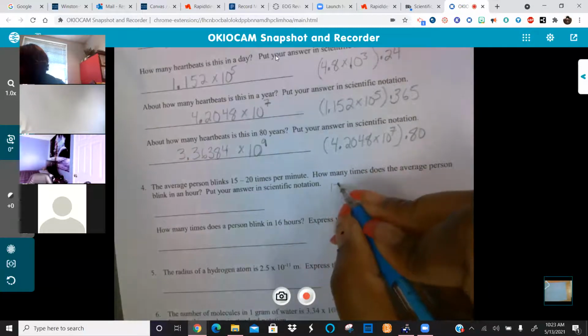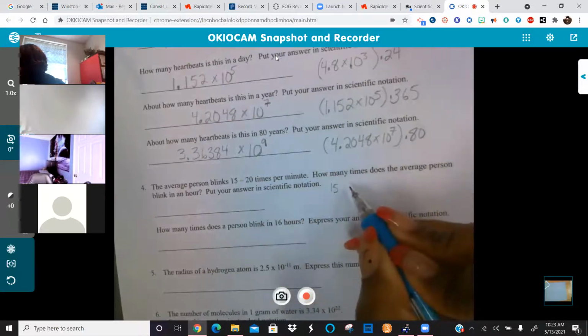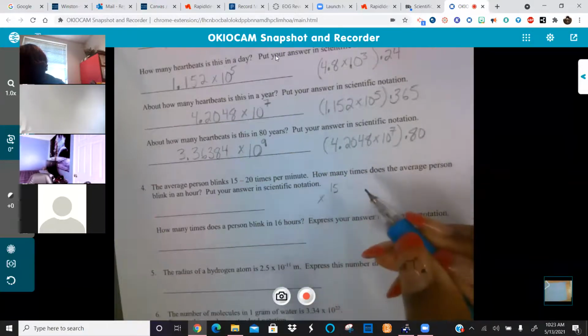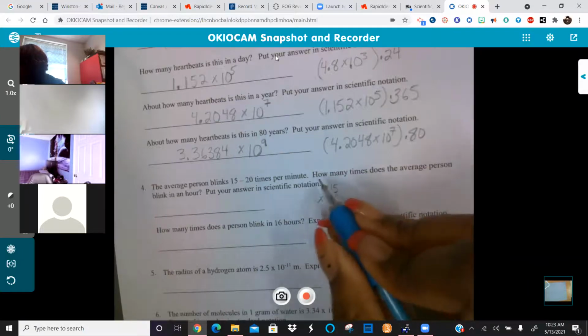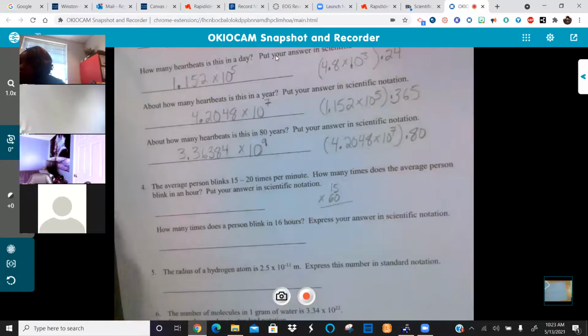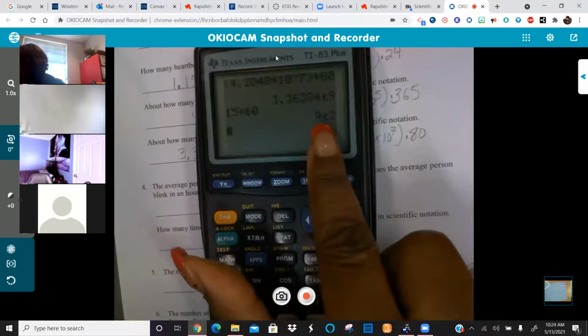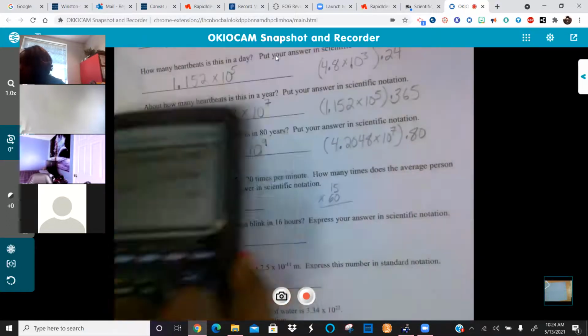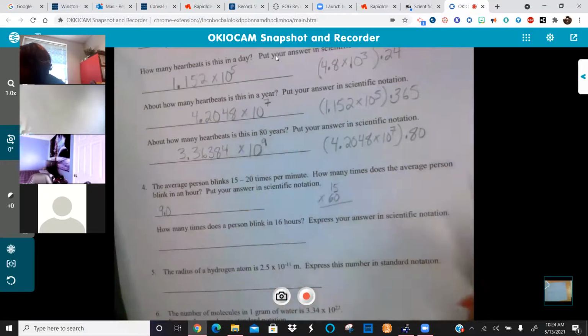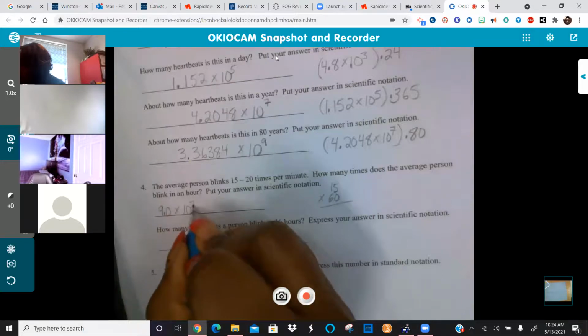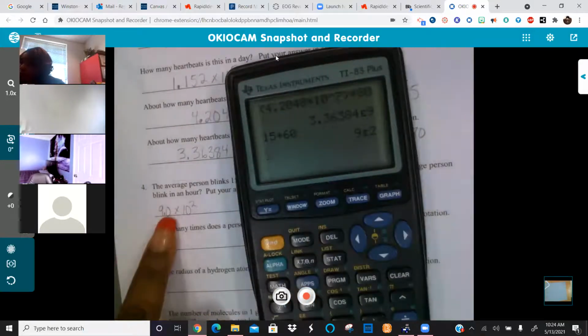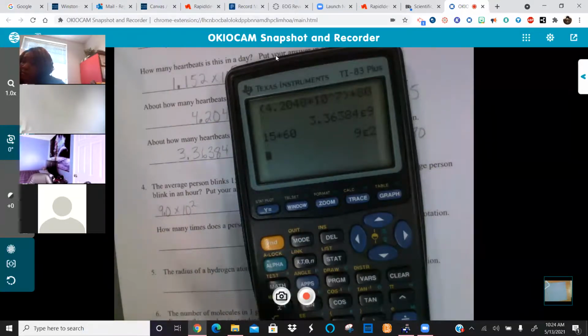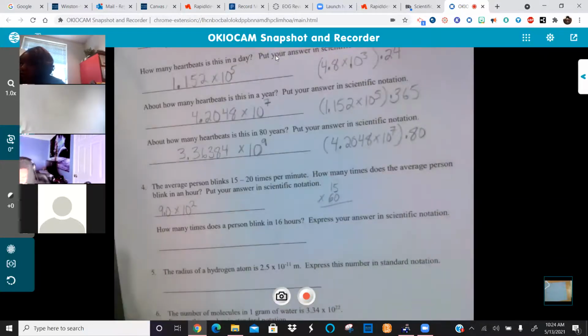All right, so let's do 15 first. So we got 15 in a minute, so we're going to say 15 times 60, because it's 60 minutes in an hour. So look, 15 times 60, and that's 9 times 10 to the 2nd power. So you can put 9.0 if you want, times 10 to the 2nd power, or you could just put 9 times 10 to the 2nd. Same thing. You don't have to put the 0.0. We're going to put 2 instead of the dash.